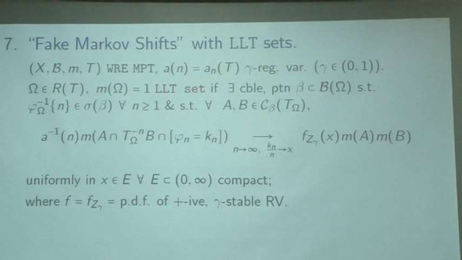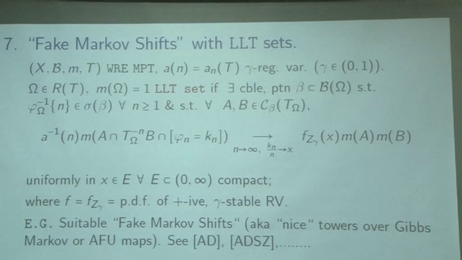And so suitable fake Markov shifts, nice towers over Gibbs Markov maps, which some people know as Young towers, or intermittent interval maps. There are some references if you want, but I'm not saying what the references are now. So in this situation, your transformation is rationally weakly mixing. So the proof is essentially as in Garcia-Lamperti.